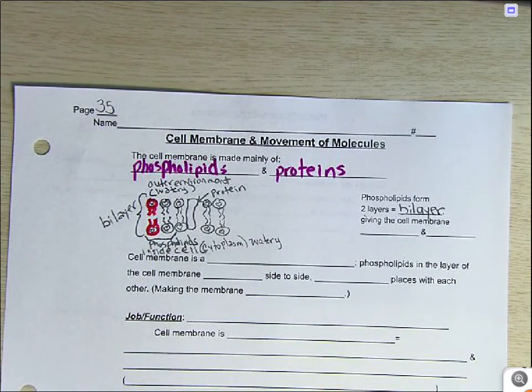So that's a picture of our cell membrane containing what? Phospholipids and proteins. Now when studying your notes, how do you think you're going to study? The picture will help you, but how do you study it? Just looking at the picture is not studying.